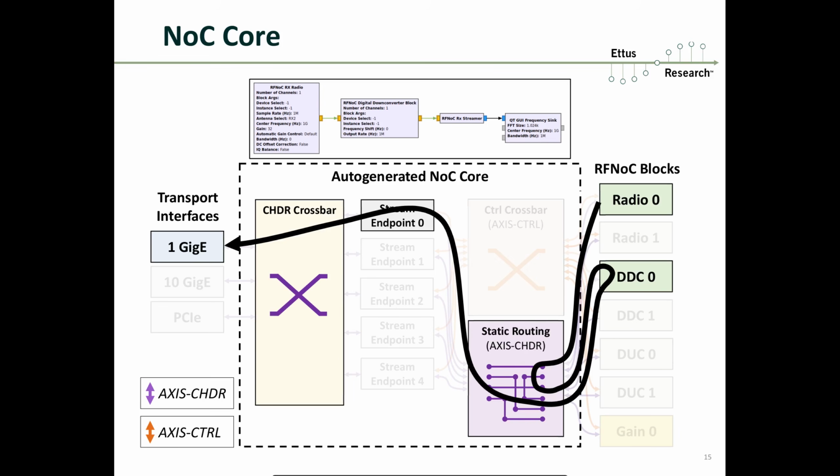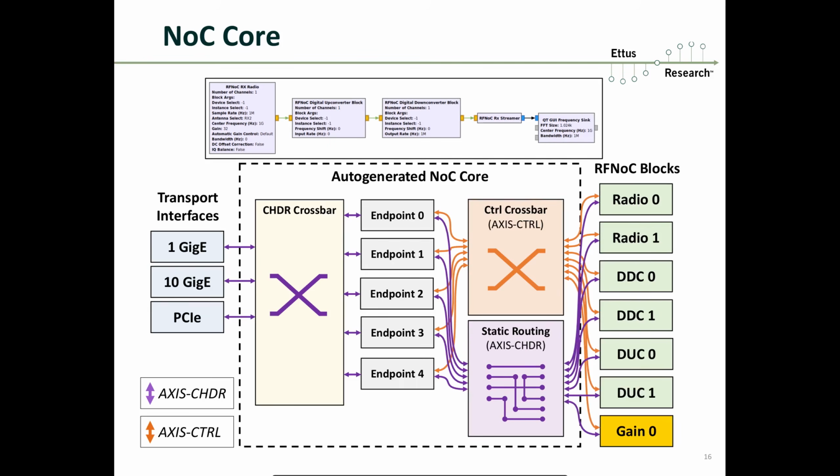Now let's add some complication to this flow graph to illustrate how static routing interacts with flow graphs and the limitations that it may introduce depending on what your flow graph looks like. So next, we're going to add an additional block in between the radio and the digital down converter block, the digital up converter block. Now this is kind of an unusual flow graph configuration and not really one that would ever be recommended.